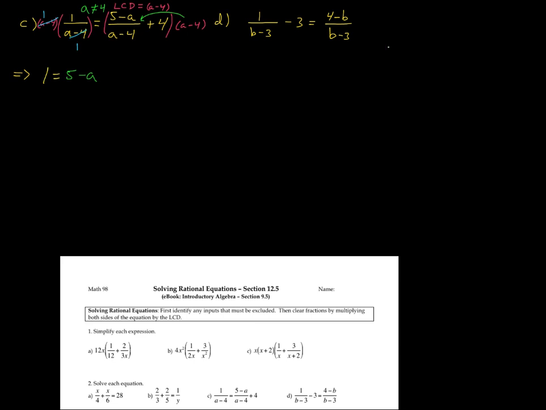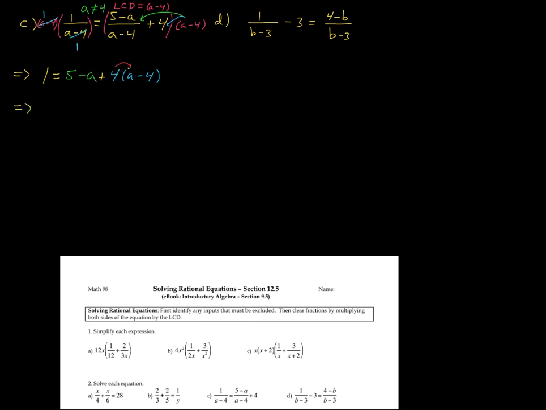And then I'm going to go ahead and distribute the a minus 4 to the 4, and that's going to give us a 4 times a minus 4. And these are being added to each other. Okay, so now let's go ahead and simplify that right-hand side.